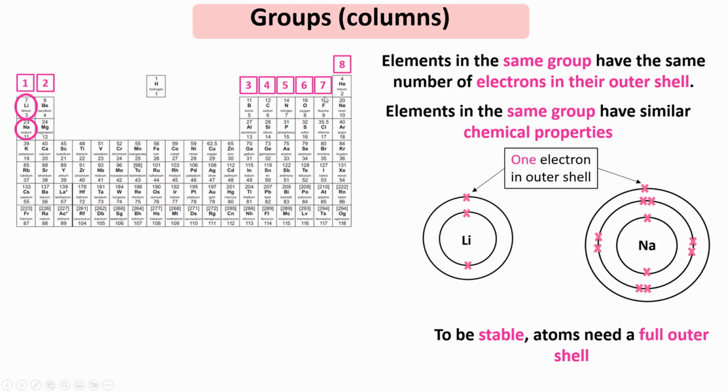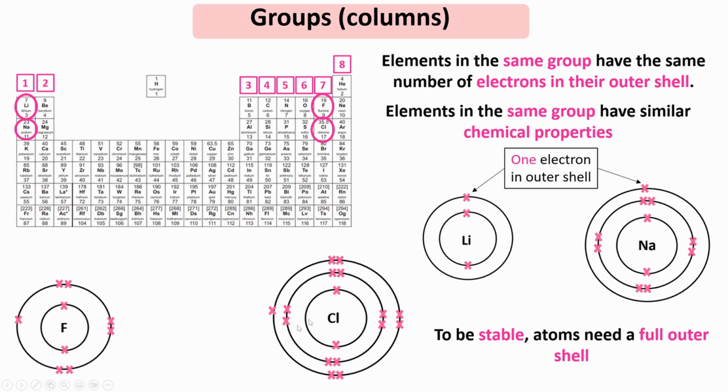Draw the electronic structure or electronic arrangement for fluorine, which has 9 electrons, and for chlorine, which has 17 electrons. Okay, so this is what you should have. For fluorine, which has 9 electrons, it's got 2 in the first shell and 7 in the second shell. And chlorine, it's got 2 electrons in the first shell, 8 in the second, so 10 so far, and then 7 in the final shell, so 17 electrons in total.